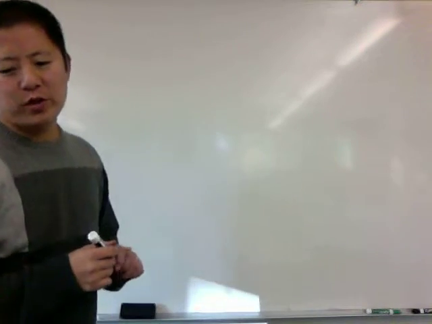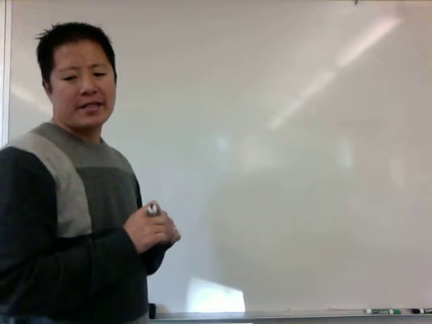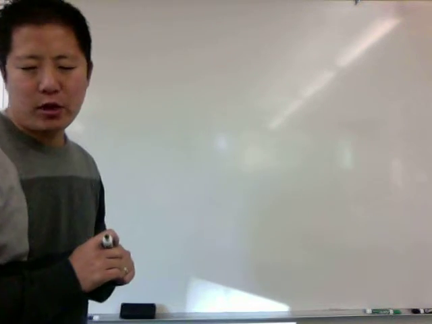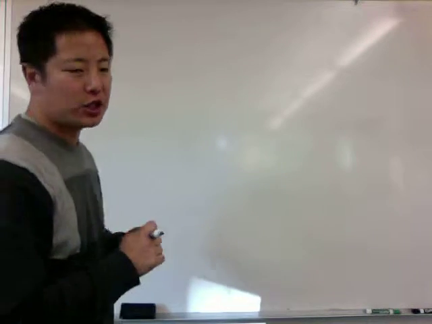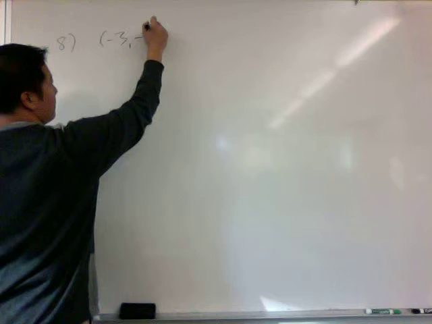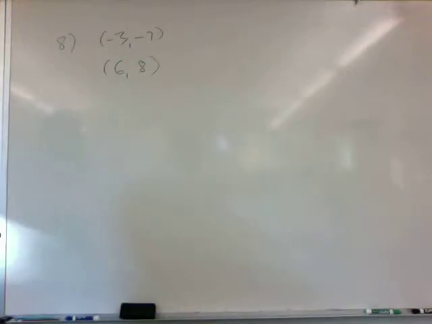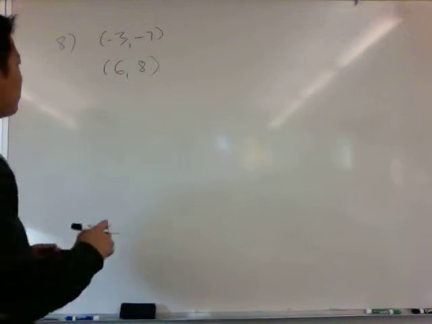Alright, let's get started. We're going to do number 8 on the slope-intercept worksheet. It asks to find the equation of the line in slope-intercept form if it has these 2 points: (-3, -7) and (6, 8). So the first step, if we're given 2 points, we can find the slope.